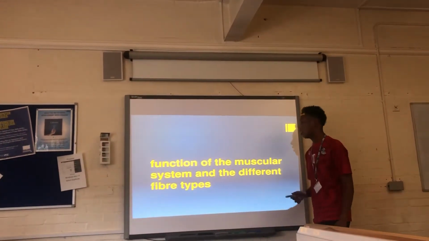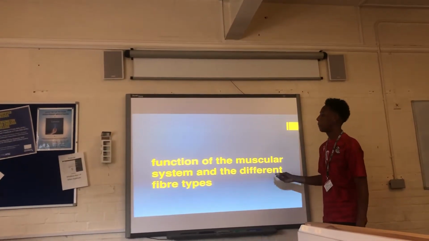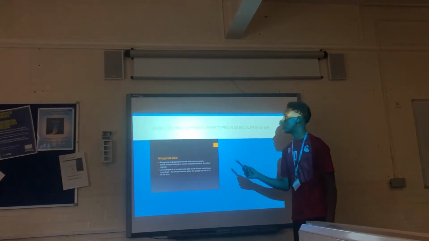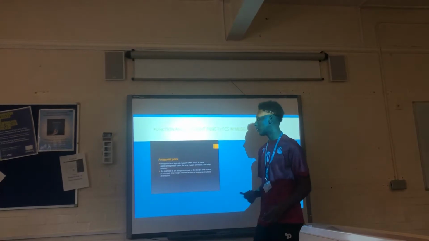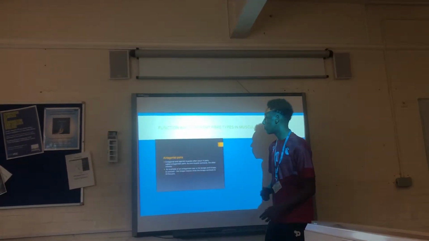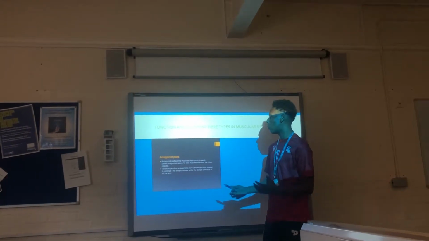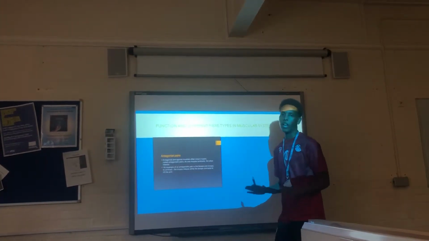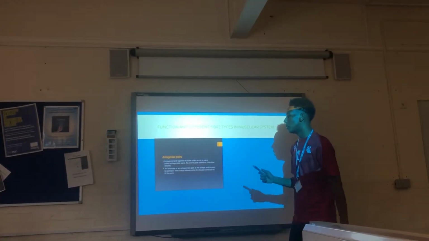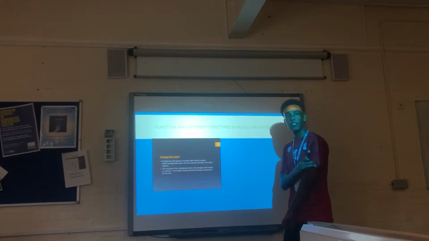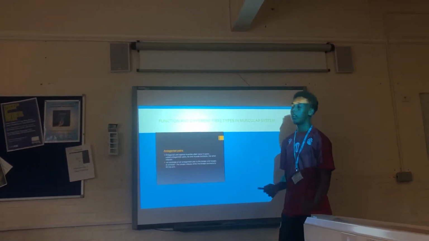Functions of the muscular system and the different fiber types. Antagonistic pairs: antagonist and agonist muscles often occur in pairs called antagonistic pairs. As one muscle contracts, the other relaxes. An example of an antagonistic pair is the biceps and triceps. The triceps relaxes while the biceps contracts, lifting the arm.